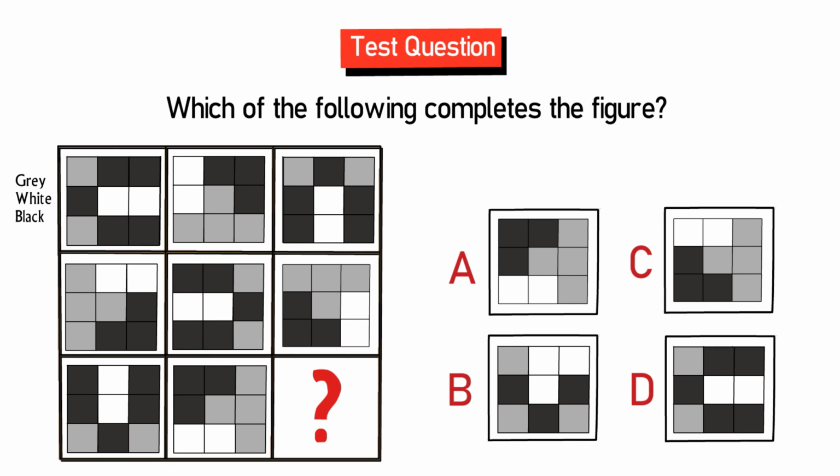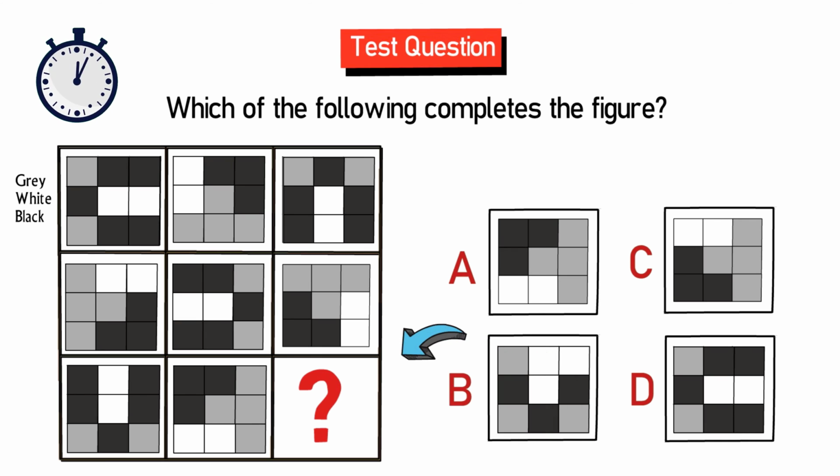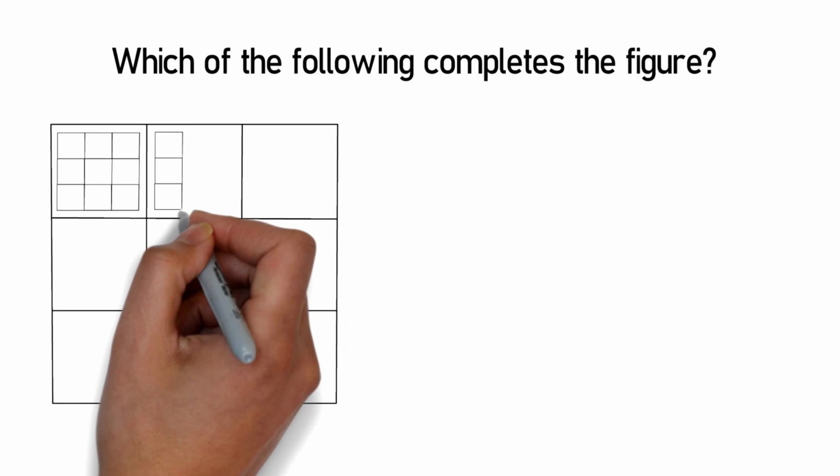One 3x3 square is missing, and you need to select out of the 4 possible choices. Choices A, B, C, and D. And your goal is to determine which of the following shapes completes the figure. Take a close look and see if you can identify the missing item. Do you think you know the answer? Let's continue to see how we can get to the correct solution together.